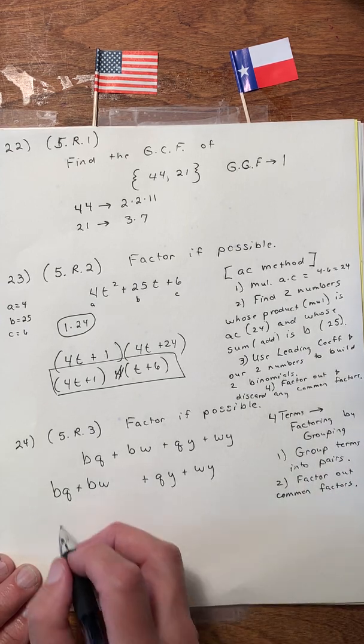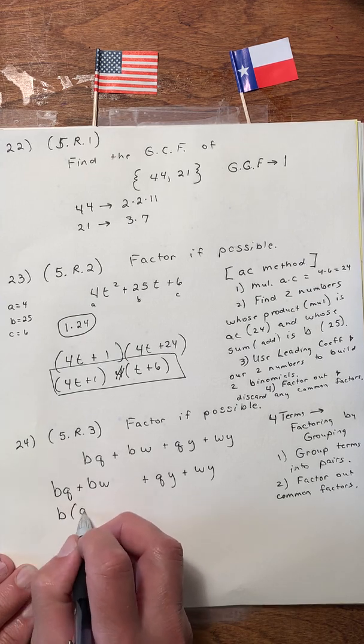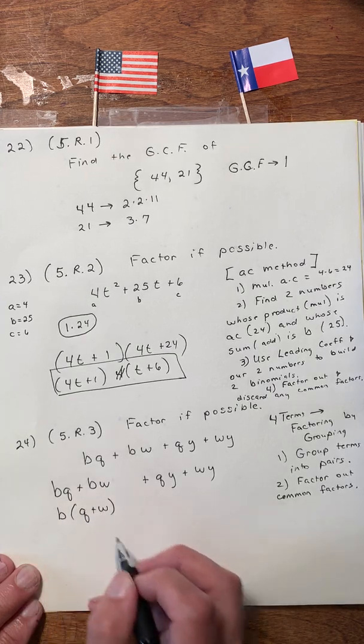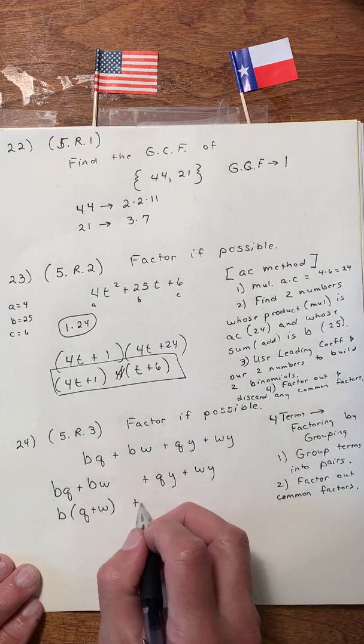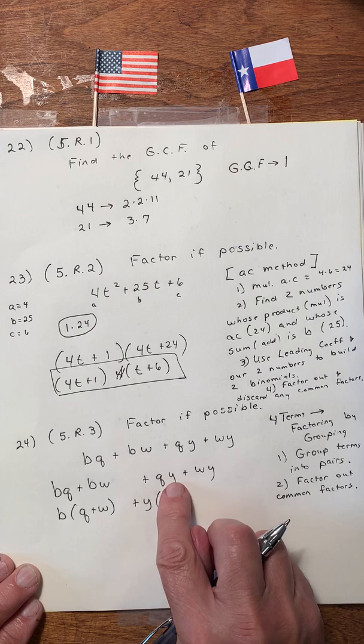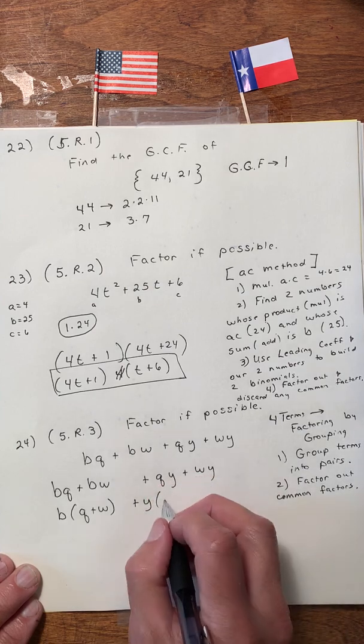These guys have a B in common. Let's factor it out. These guys have a Y in common. It's a plus, so I'm going to put plus. When I factor out the Y's, I get Q plus W.